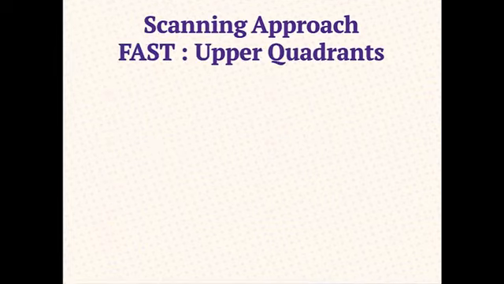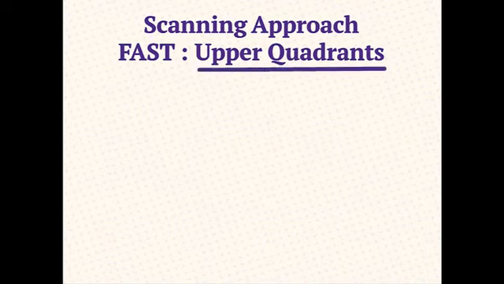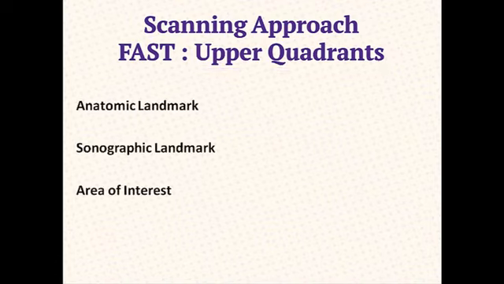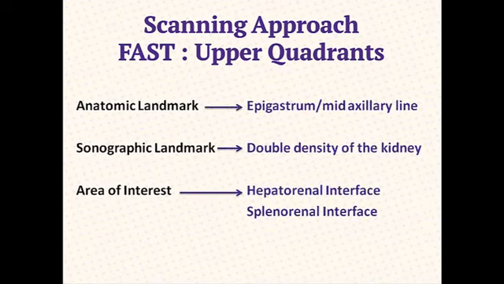In terms of approach to scanning, let's examine the upper quadrants first, as your approach will be the same. The anatomic landmark is the epigastrium at the mid-axillary line. The sonographic landmark is the double density of the kidney. And the area of interest is the hepatorenal interface or the splenorenal interface.